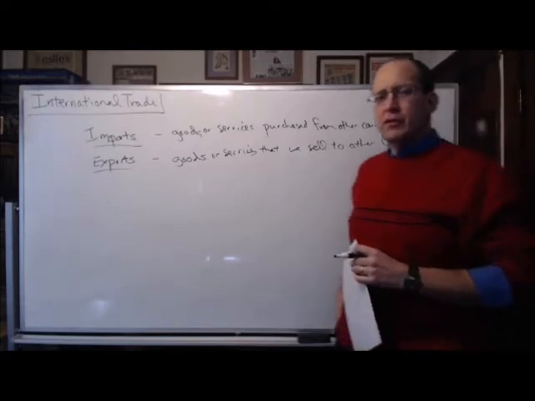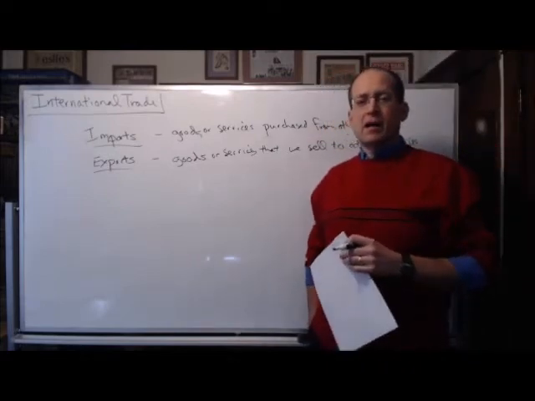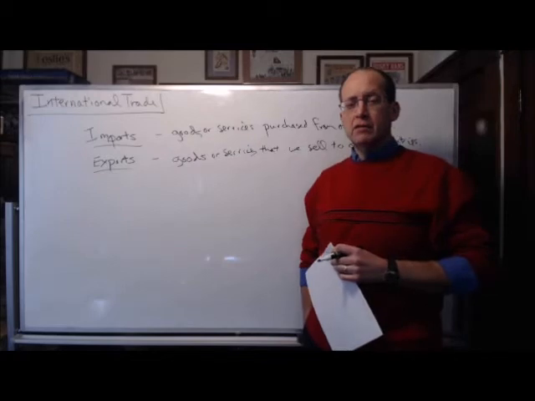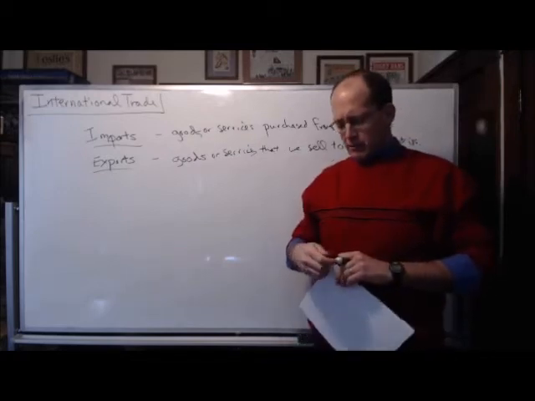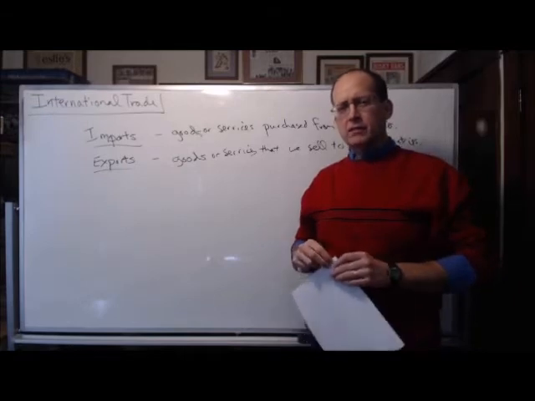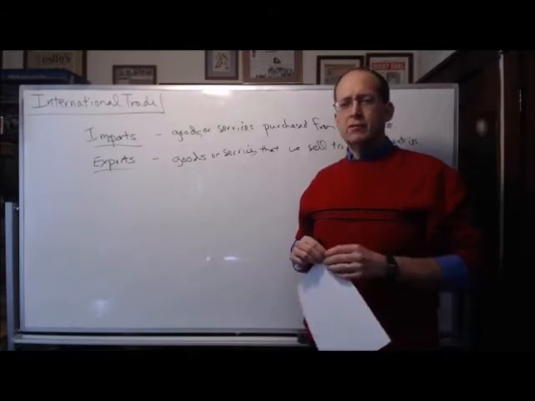Some examples here. One of our key exports, of course, is agricultural products. We sell lots of grain and lots of wheat and lots of foodstuffs, right?